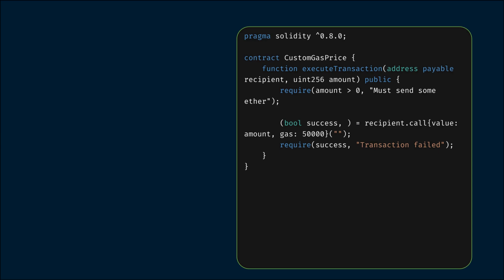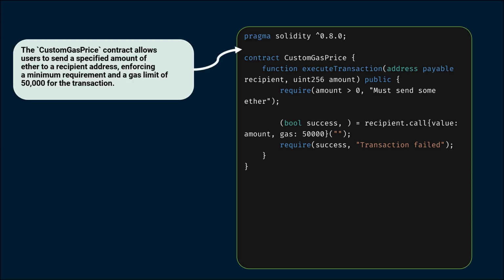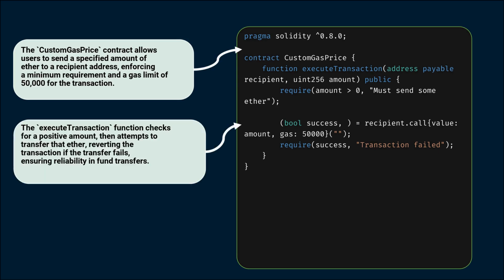Now let's implement the following contract that allows us to specify and control the gas price during a transaction. This code defines a contract called CustomGasPrice, which features an executeTransaction function. This function takes in a recipient's address and an amount of Ether to be sent. Inside the function, we first use a require statement to ensure that the amount sent is greater than zero, preventing any transactions with a zero or negative Ether amount.